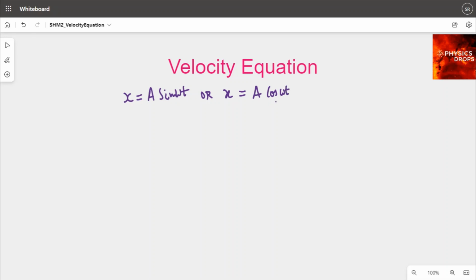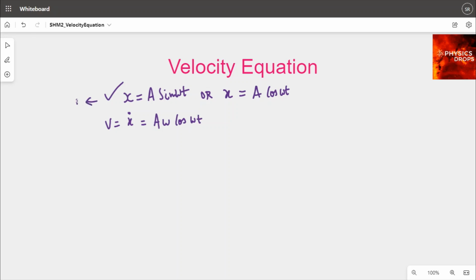We know based on one of the previous videos that, depending on when we start measuring in simple harmonic motion, it can be sine omega t or cos omega t. Let's take sine omega t for this velocity equation. If we differentiate x, we get velocity, which is the differentiation of sine omega t, which is cos omega t, and we have the omega from the omega t. So v equals a omega cos omega t.